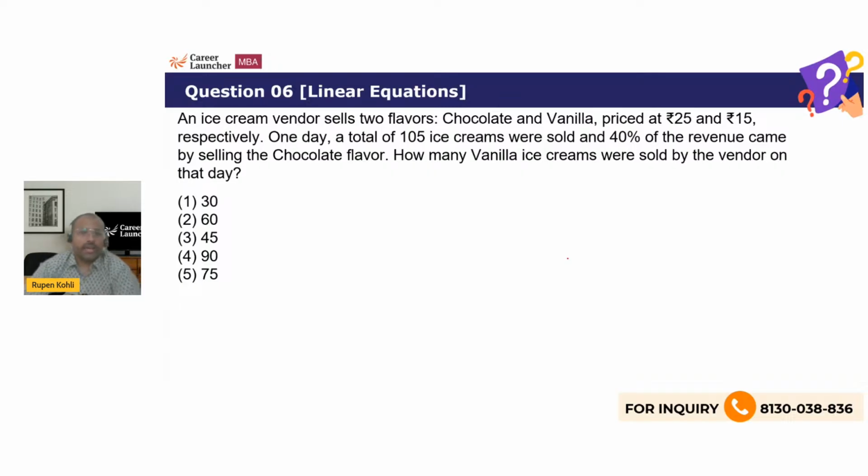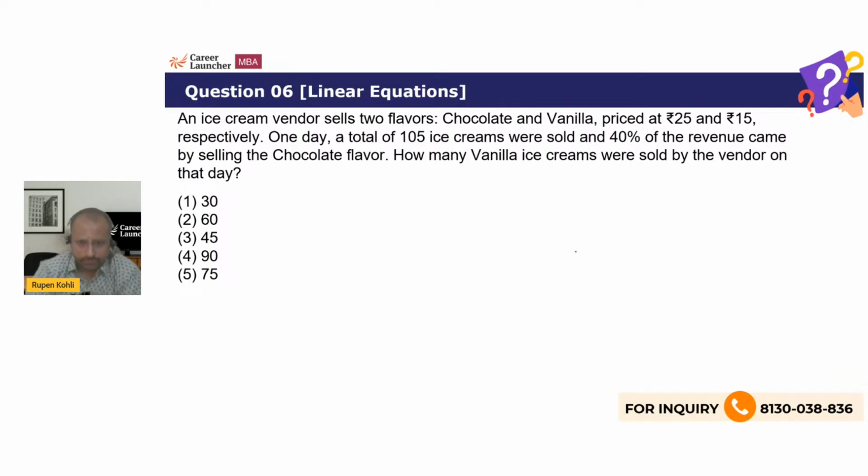An ice cream vendor sells two flavors, chocolate and vanilla, priced at 25 and 15 rupees respectively. I would go for chocolate. Actually, I would mix them. So one day, a total of 105 ice creams were sold, and 40% of the revenue came by selling the chocolate flavor. How many vanilla ice creams were sold?